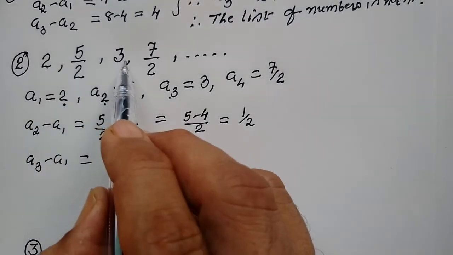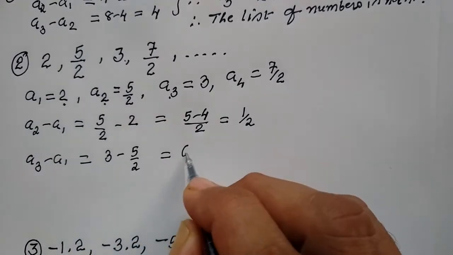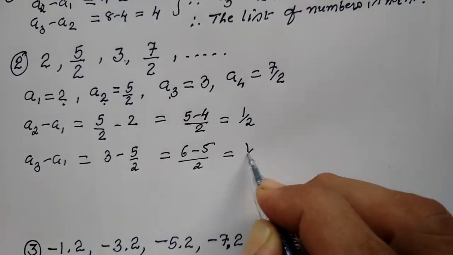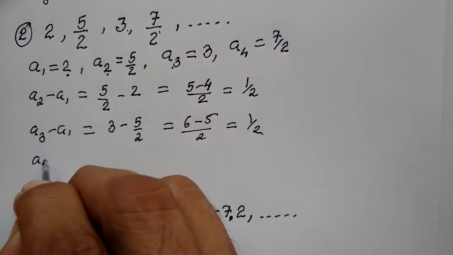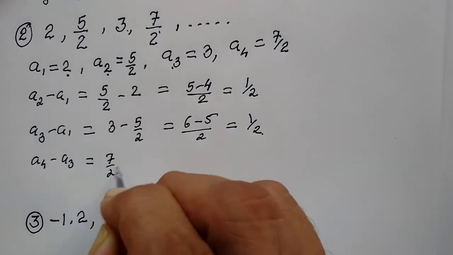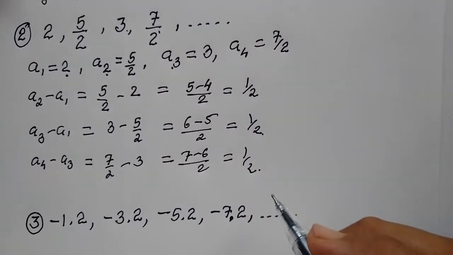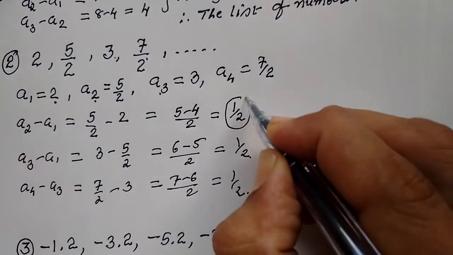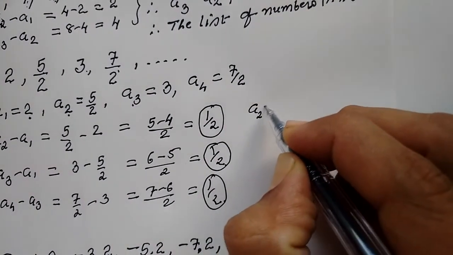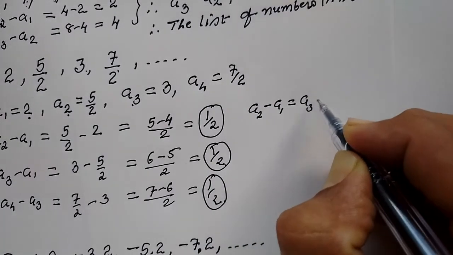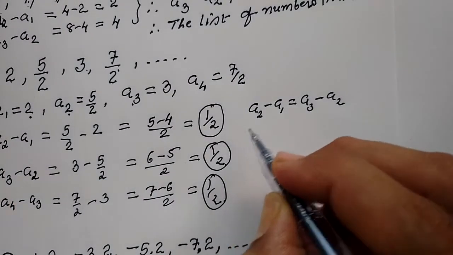From this we subtracted this, now from this we will subtract this. 3 minus 5 by 2. Take LCM 2 here. So it is 6 minus 5 by 2. It is 1 by 2 children. Now children, A4 minus A3. So it is 7 by 2 minus 3. So it is 7 minus 6 upon 2, 1 by 2. Now children, here everywhere you can see that here is 1 upon 2, here is 1 upon 2, here is 1 upon 2. Meaning is what? A2 minus A1 is equal to A3 minus A2 children. These are equal.